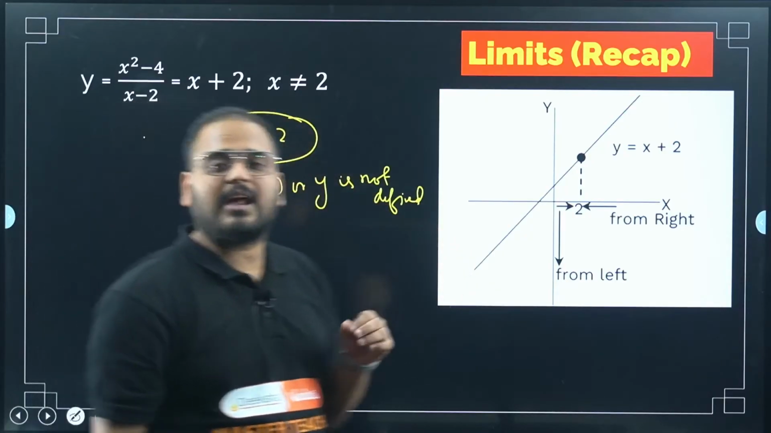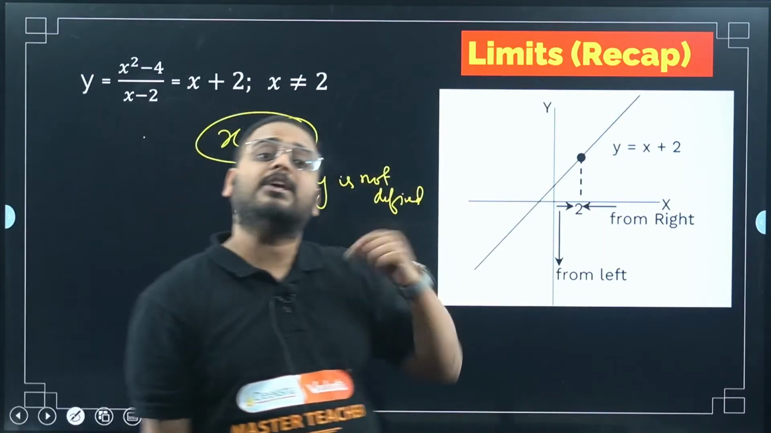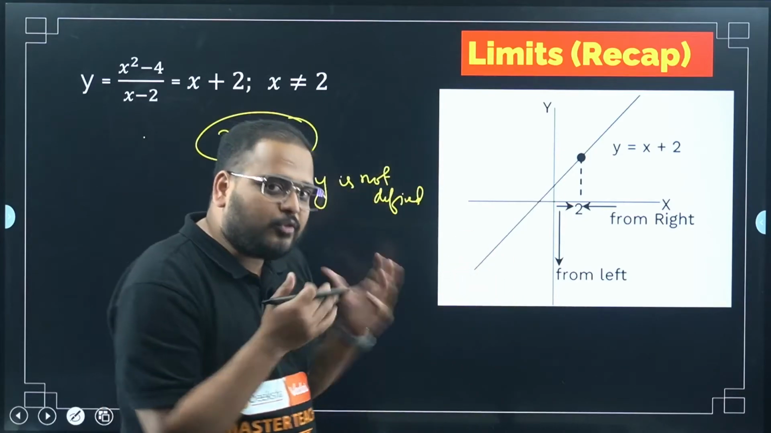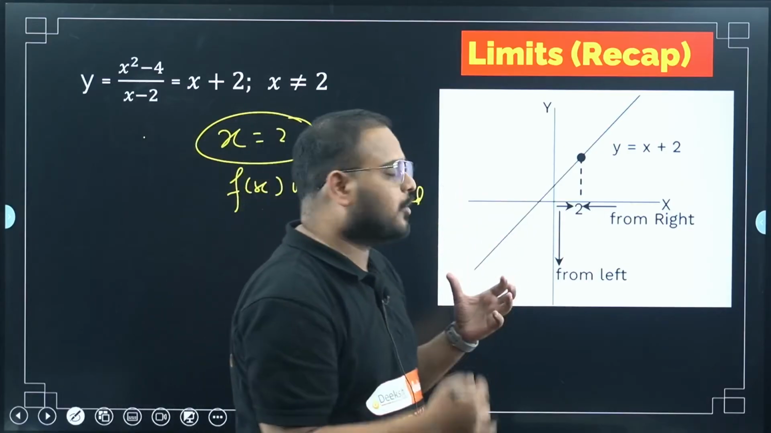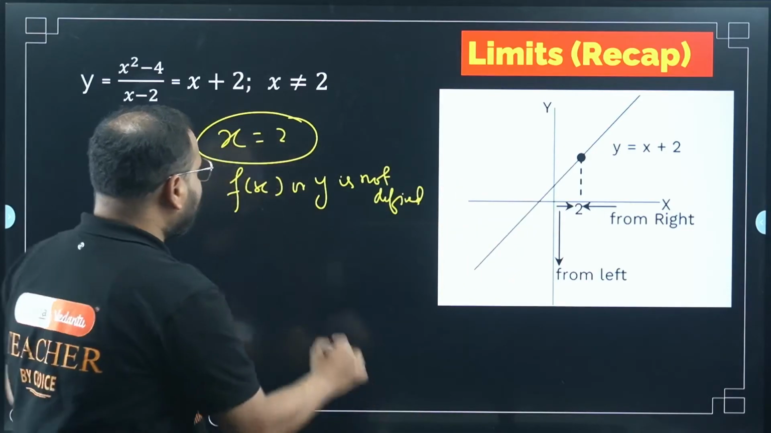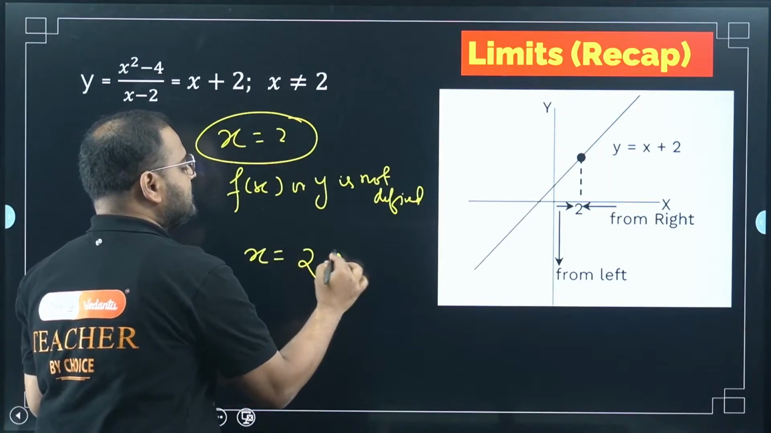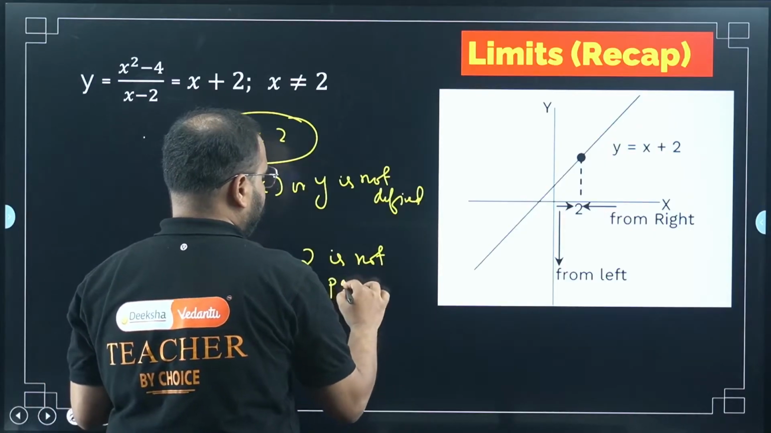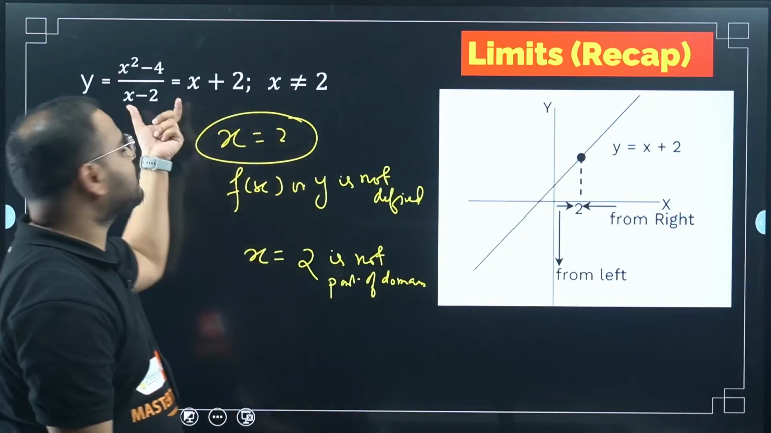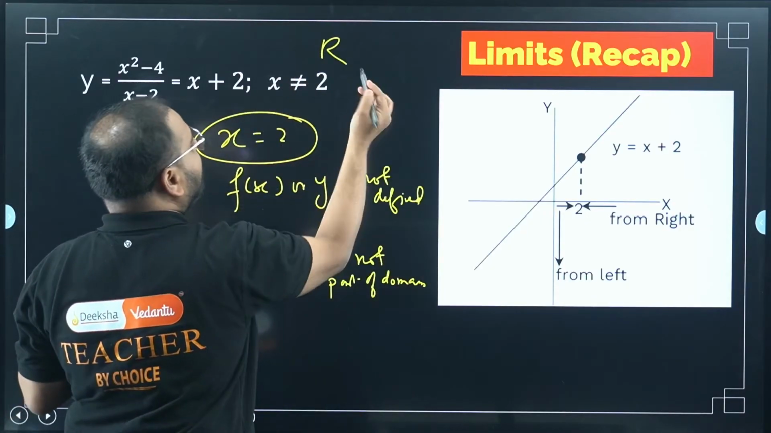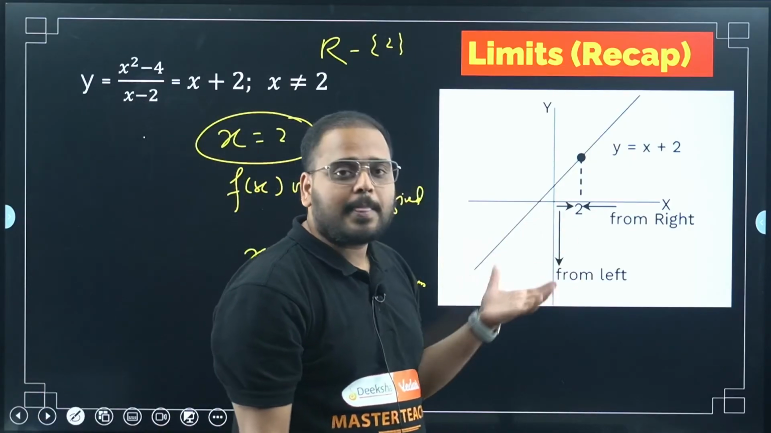So sir, can we not find the value of the function at 2? Of course not, we cannot find the value of the function at 2, but there is something called a limiting value. We cannot find the actual value of the function at 2, but we can try to reach as close as possible to that value. I cannot take x equals 2, because x equals 2 is not part of the domain. If I have to write the function's domain, it is all real numbers minus 2. I can take any real value except 2. So 2 is not part of the domain.